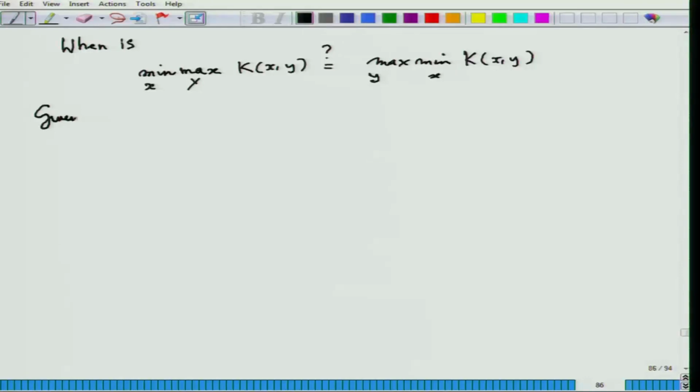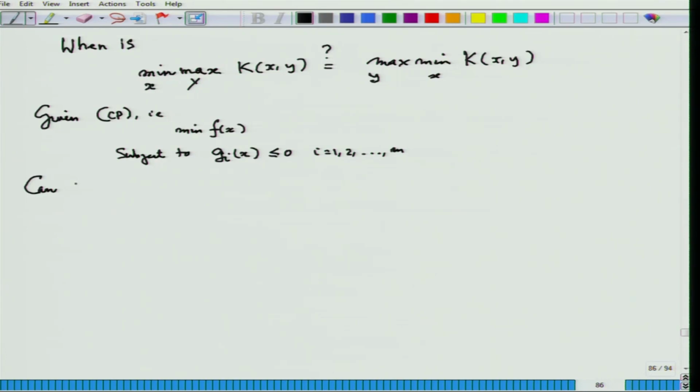given C p, that is minimize f x, take this simple problem, do not bother much about anything else. Can this problem be posed as a min max problem?